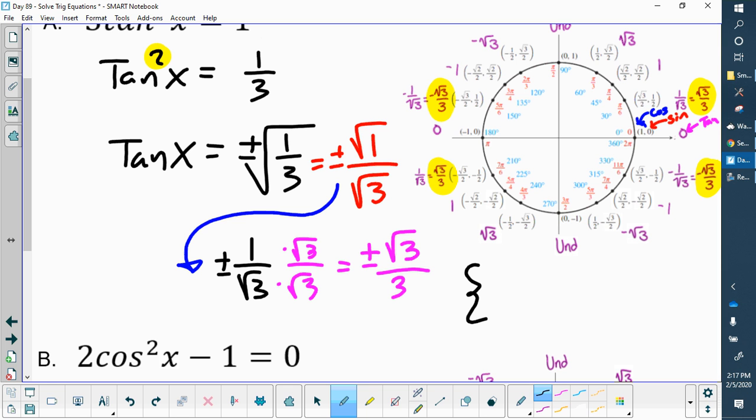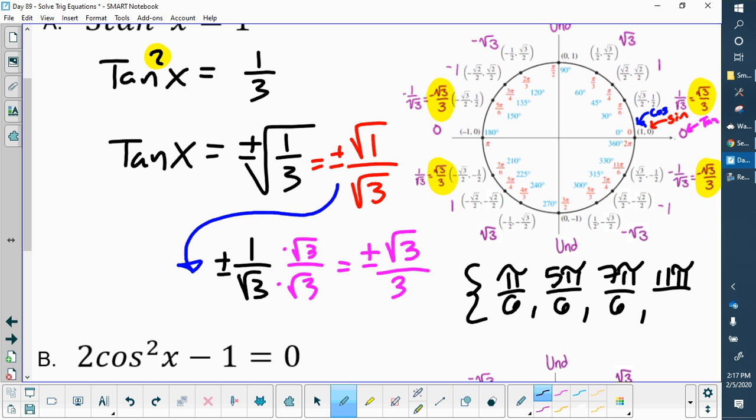Okay, so the first one is pi over 6. Second one is 5 pi over 6. Next one is 7 pi over 6. And the last one is 11 pi over 6. Whole lot of over 6s, right?